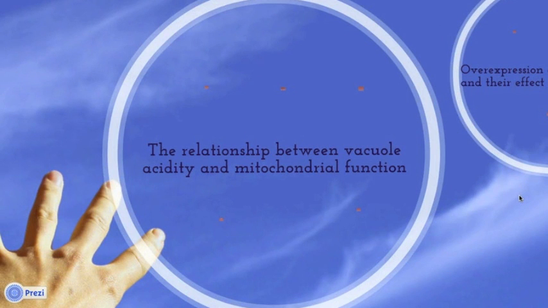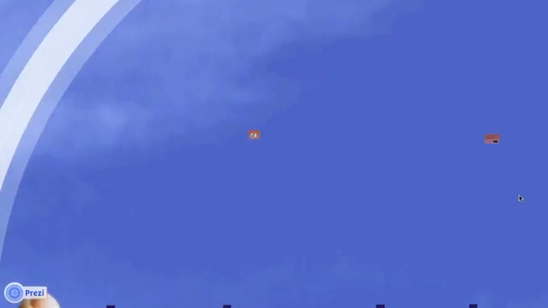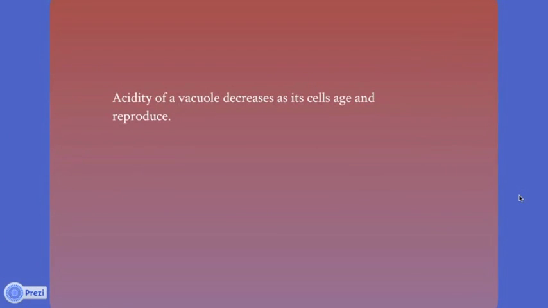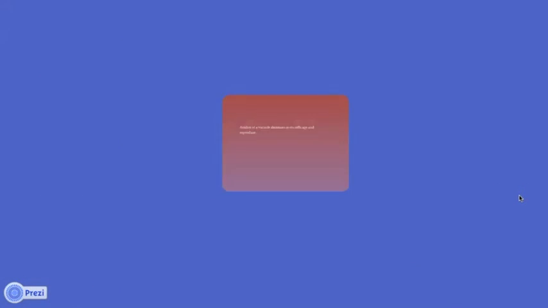First, let's talk about the relationship between vacuolar acidity and mitochondrial functionality. What makes vacuoles acidic is an enzyme called VATPase. As time goes on and cells reproduce and become mother cells, they decrease in acidity. In Hughes and Gottschling's study, they found that acidity consistently decreased in cells for the first 4 times they reproduced, but then became more stable and remained low for the following 18 rounds of reproduction.